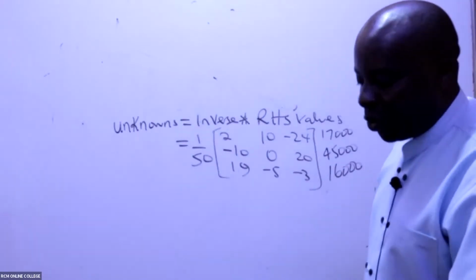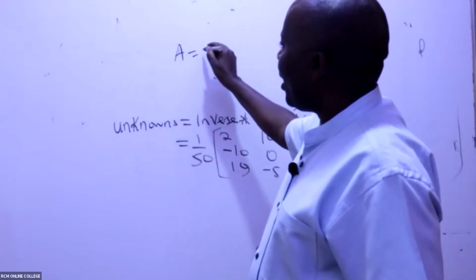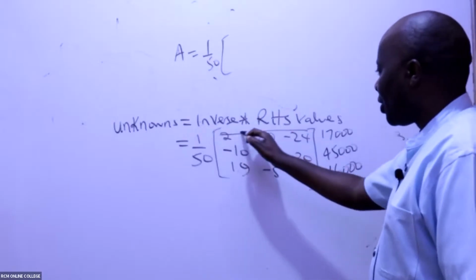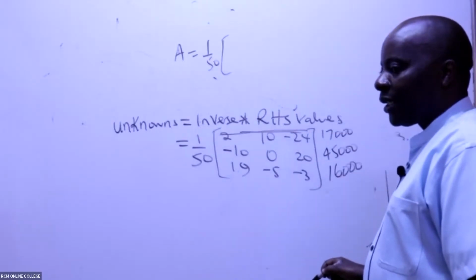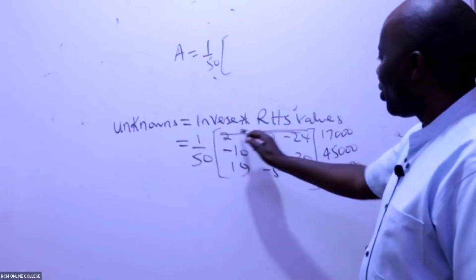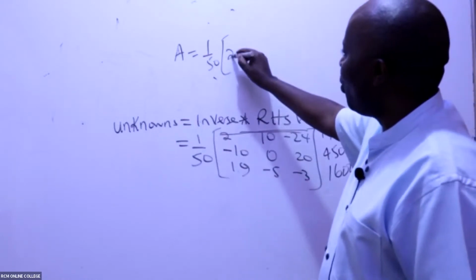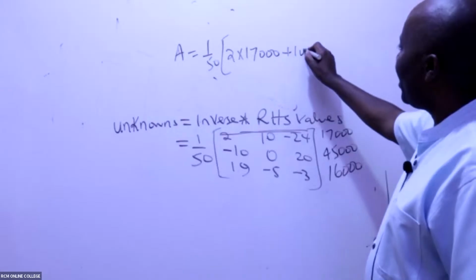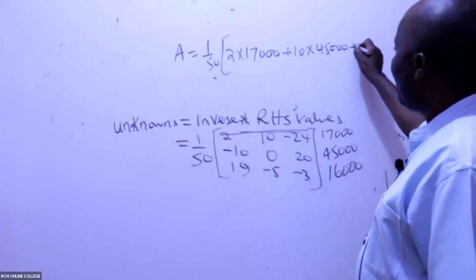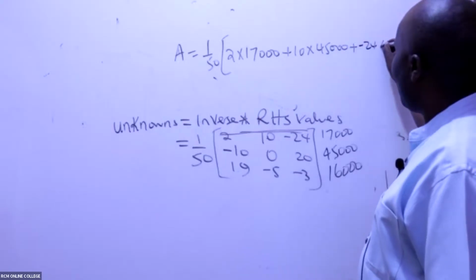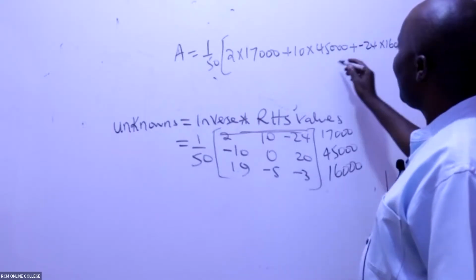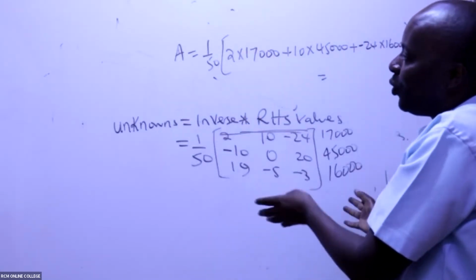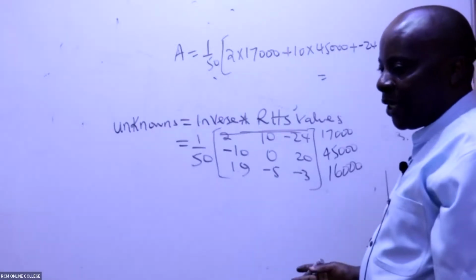The first unknown was A. So A will be 1 over 50 into, remember, in multiplication it's Roman Catholic: row times column. So the first one will be 2 times 17,000, plus 10 times 45,000, plus minus 24 times 16,000. First get what's inside the brackets, and then whatever you get, you divide by 50. What answer do we have?